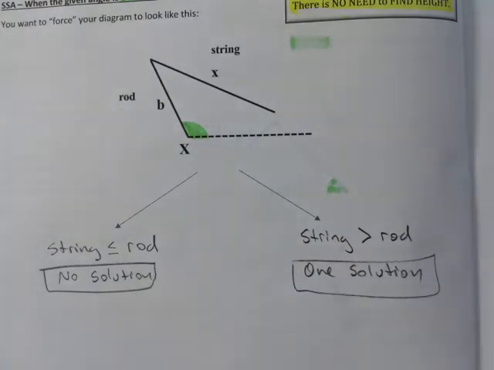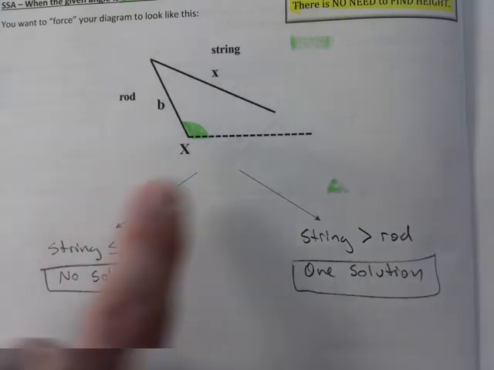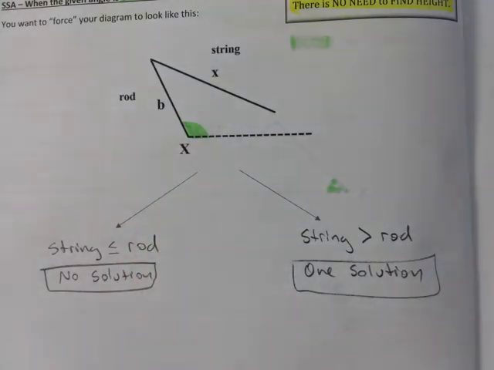So obtuse is actually quite simple to determine right away, just like that. Just compare the string and the rod. You do that anyway. That's always the first thing you do, string and rod. And then you determine the height, but not with obtuse triangles, only with acute. Okay?